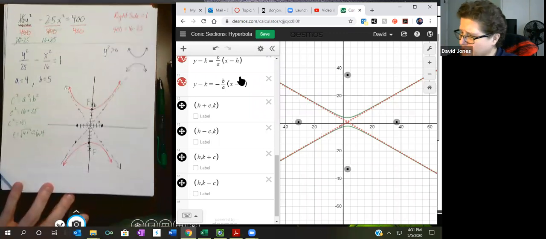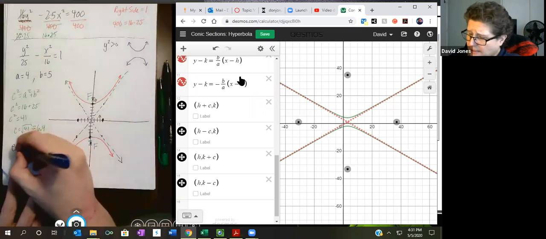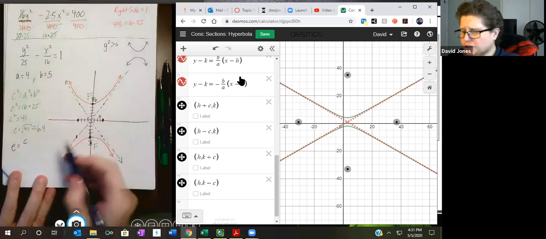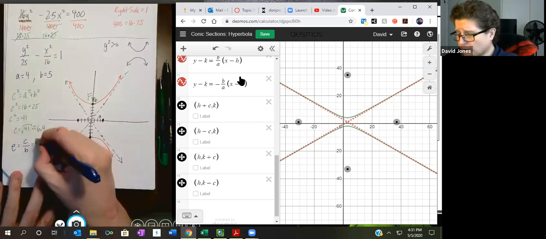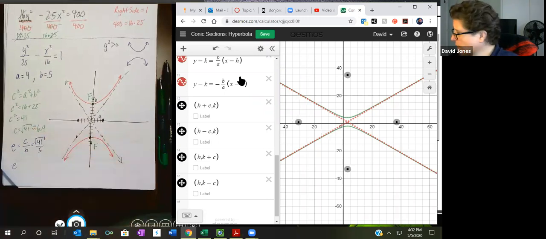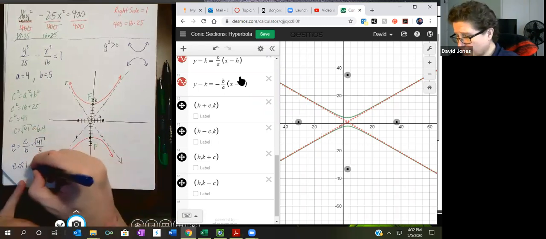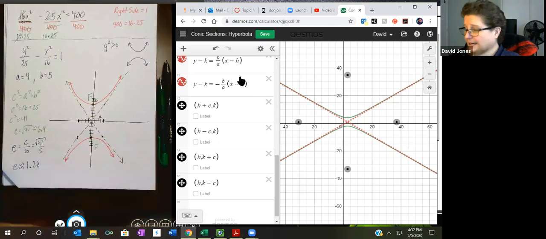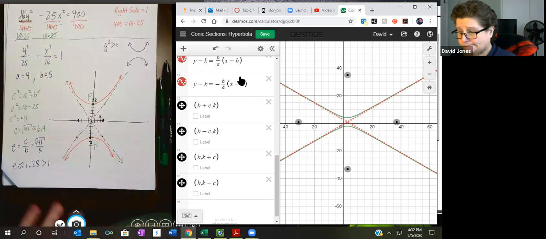My eccentricity here is c over the larger number. The larger number here is b. Square root of 41 over 5. Square root of 41 divided by 5 is approximately 1.28. Like I told you, for hyperbolas, it's greater than 1.